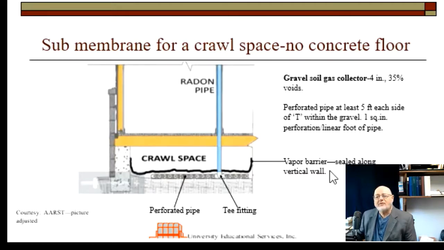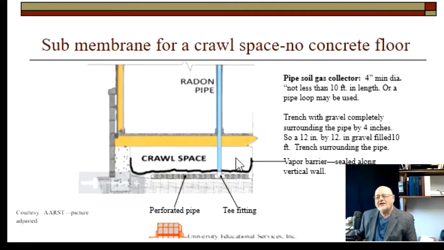And again, the vapor barrier sealed along the vertical wall. In this particular case, for crawl spaces, the height up along the wall that the vapor barrier needs to go is not specified. So I put it up a few inches and seal it. I put it up probably 4 inches and then seal it. So that's what we do if you have gravel. If you have gravel, you just take the perforated pipe and the T, you put it in the gravel, and you make sure the pipe's at least 5 feet in length, and the vapor barrier, and you're done.